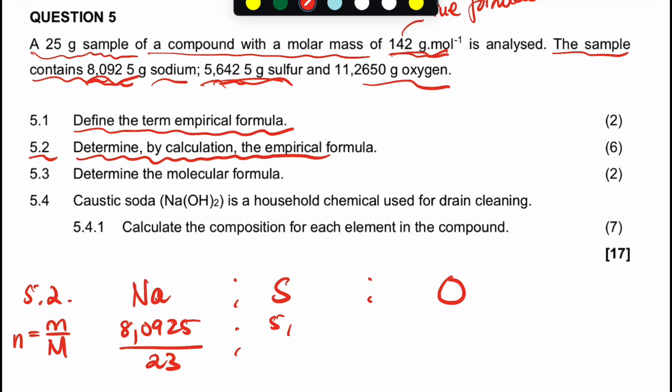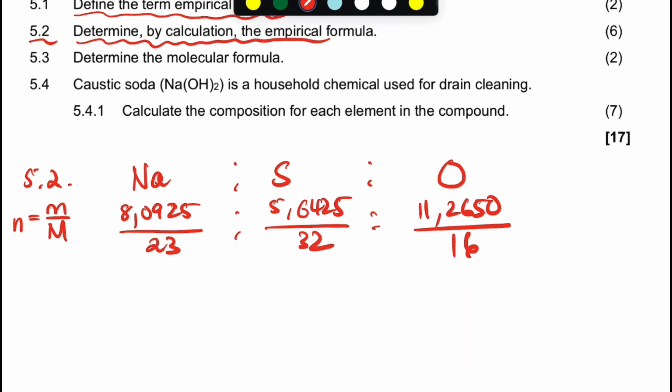and the sulfur, it's 6,425. Divide by the sulfur, which is 32. And then the oxygen, it's 11,6250. You divide by 16. And then you take that and you punch it in the calculator. So when you punch that in the calculator, it will give you the values. Guys, I don't want to calculate this. Okay, so it will give you these values.